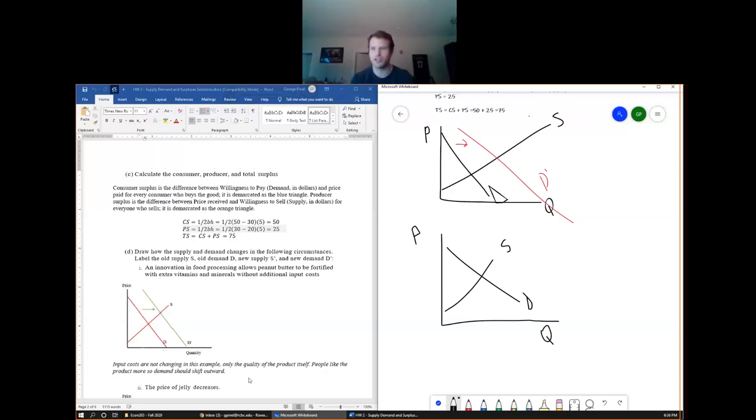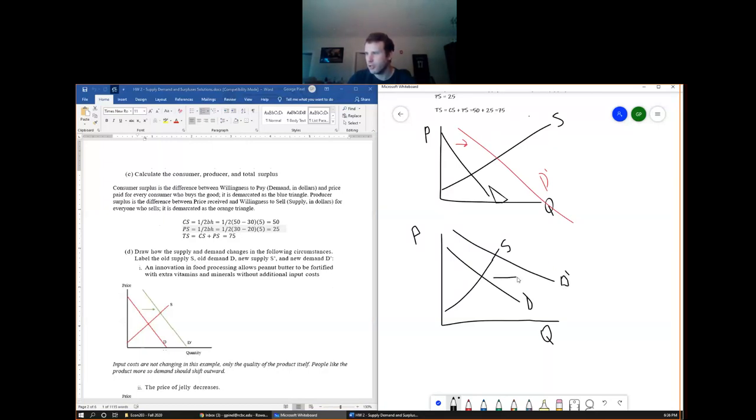So peanut butter and jelly is obviously something that you'll probably consume at the same time. And that's the definition I like. The technical definition of a complement good is a good that when its price increases, demand decreases. Okay. So the price of jelly decreased, so the demand for peanut butter should increase.